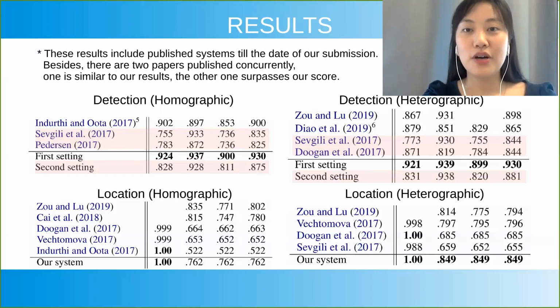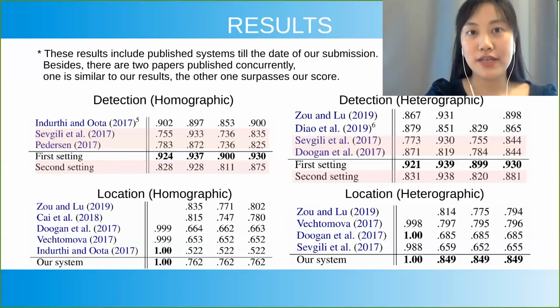The two tables at the bottom are for location task. For location on homographic puns, our model's performance is lower than the systems which use long short-term memory. Added pronunciation features, it exceeds the best results by around 5% for heterographic puns. While preparing the final version of this paper, we found out two more papers that are published concurrently. One reaches similar results as ours, and the other one surpasses our system. This, on the bright side, proves the popularity of this topic.